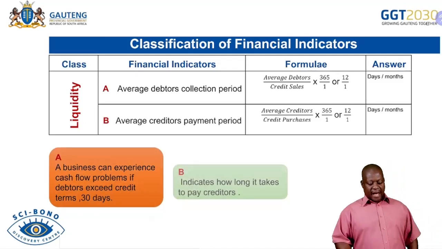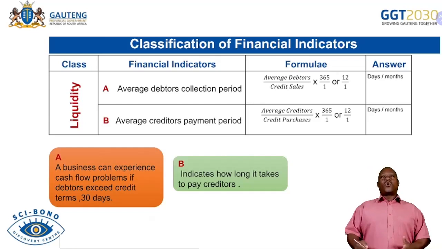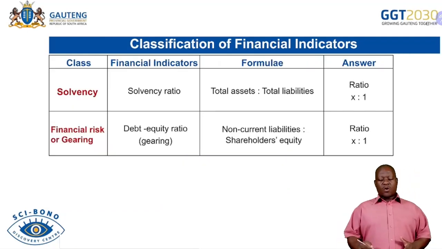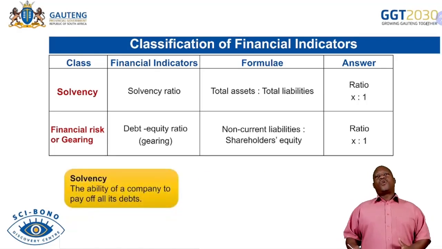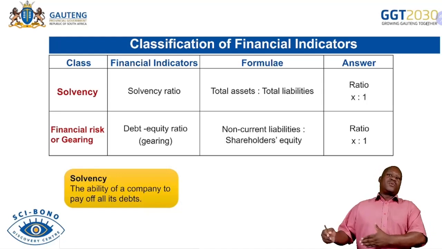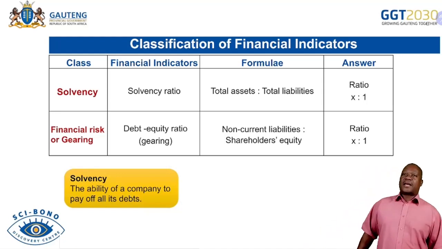And then when it comes to the average creditors payment period, we are saying it indicates how long we have negotiated to be paying our creditors. And please take note, when it comes to these 2, we must always try, if possible, to negotiate for a little bit longer period of paying our creditors, so that we can use the money that we are collecting from debtors to pay off our creditors.